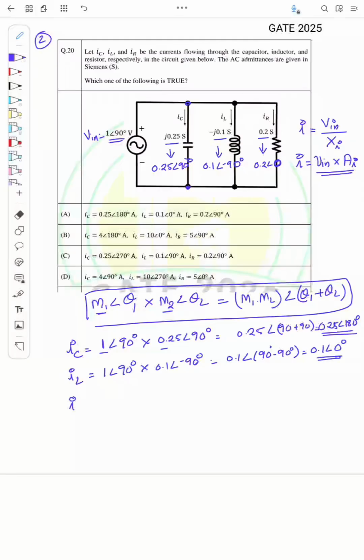And the current through the resistor IR is the voltage across it, 1 angle 90, into its admittance, 0.2 angle 0. So 1 into 0.2 is 0.2, angle 90 plus 0, right? So it is 0.2 angle 90 degrees. So 0.25 angle 180 through IC, 0.1 angle 0 through the inductor, and 0.2 angle 90 through the resistor. So the option is A.